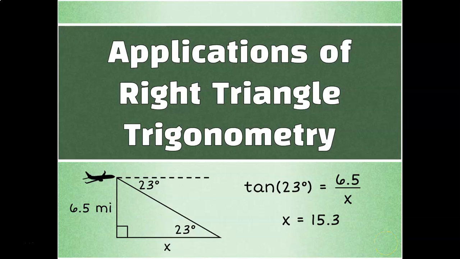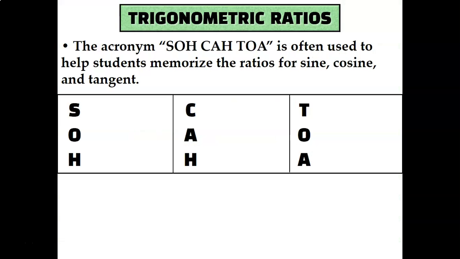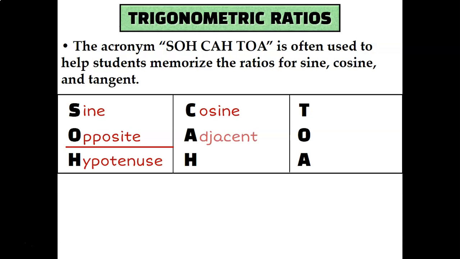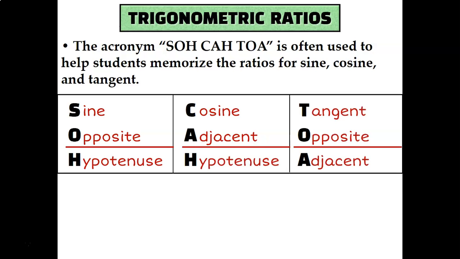Let's talk about how we can use trigonometric ratios to solve real-world problems. Remember from our previous videos that we learned about sine, cosine, and tangent. Sine is the opposite over the hypotenuse, cosine is adjacent over hypotenuse, and tangent is opposite over adjacent. We use SOHCAHTOA as a cute little way to help us remember which one is which.